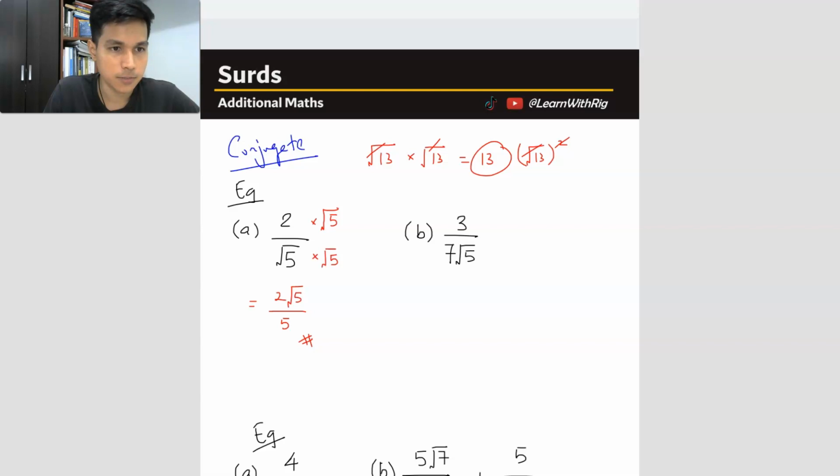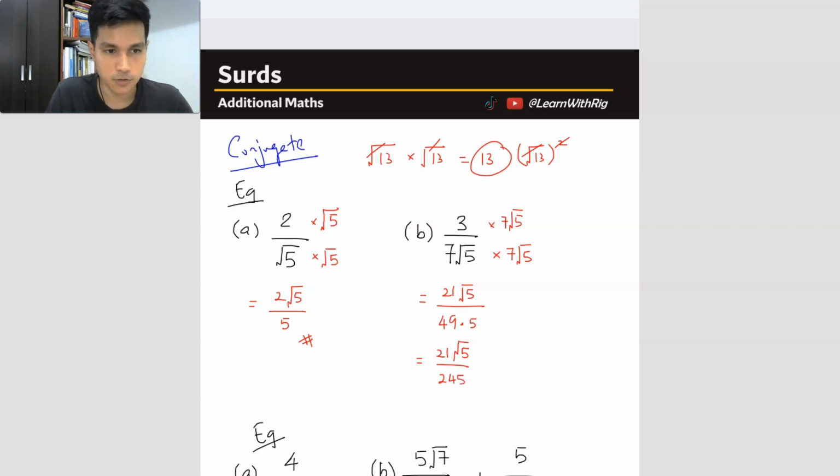Okay, now let's see question B. So now we are going to multiply, same thing, 7√5 times 7√5. So what do we get? Well, 7 times 3, you get 21, so 21√5. The bottom is 7 times 7, you get 49, and then √5 times √5, you get 5. So in the end, you get 21√5 over 49 times 5. What do you get? Let me see. 49 times 5, you get 245.